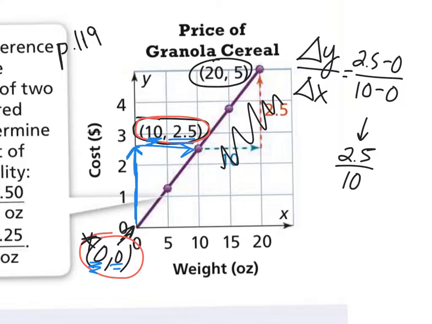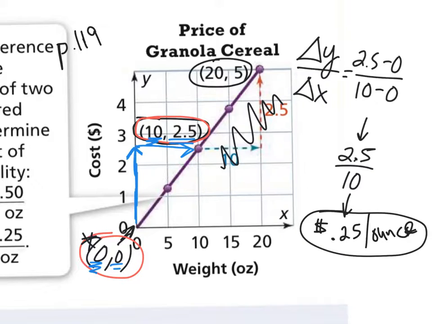And then what we can do is divide 2.5 by 10. What's going to happen when you divide by 10? It's just going to move your decimal one spot to the left. So that would be 0.25. And what that means when we divide that out, that's our unit rate. That's 25 cents per ounce for the granola cereal. So the granola cereal is 25 cents per ounce.